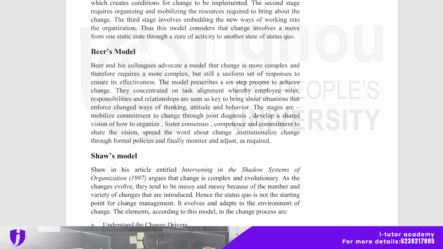The stages are: mobilize commitment to change through joint diagnosis; develop a shared vision of how to organize; foster consensus, competence, and commitment to share the vision; spread the word about change; institutionalize change through formal policies; and finally monitor and adjust as required.